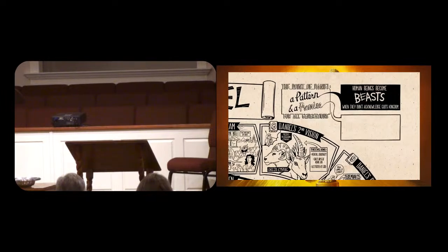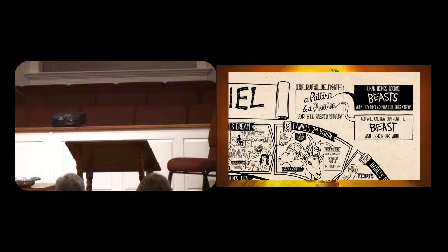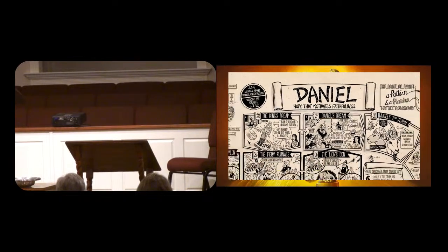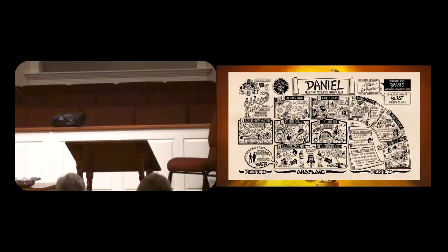But Daniel also holds out a promise that one day God will confront the beast. He will rescue his world and his people by bringing his kingdom over all nations. And so for every generation, this book speaks a message of hope that should motivate faithfulness. And that's what the book of Daniel is all about.